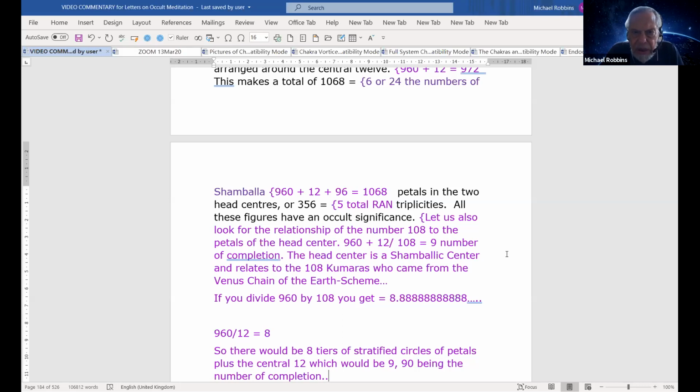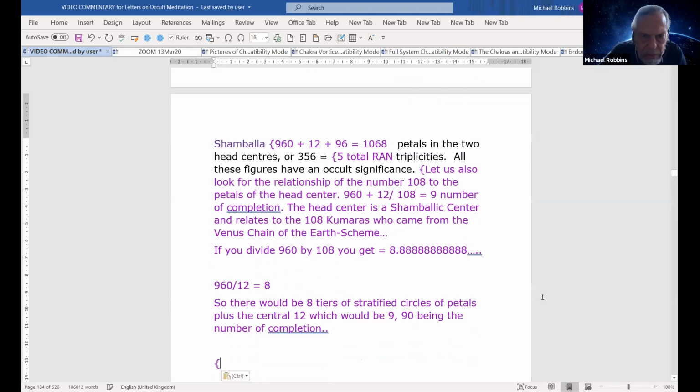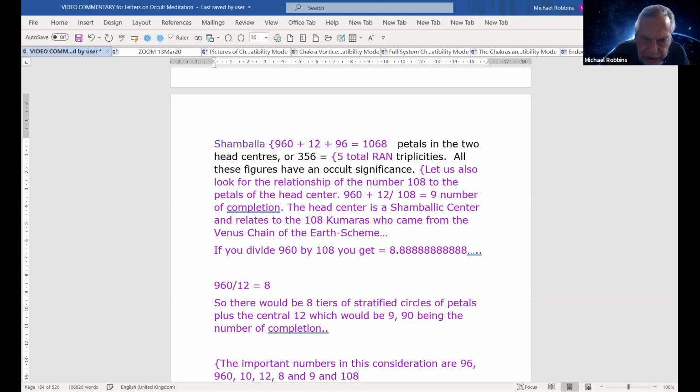Let's just say the important numbers are 9. Let me summarize here by saying the important numbers in this consideration are 96, 960, 10, 12, 8, and 9. Oh, and 108 for the Lords of the Flame, or these Kumaras.